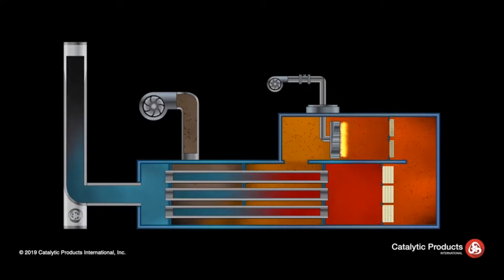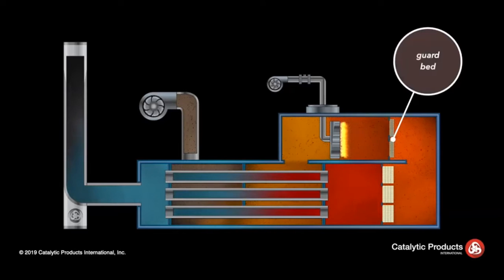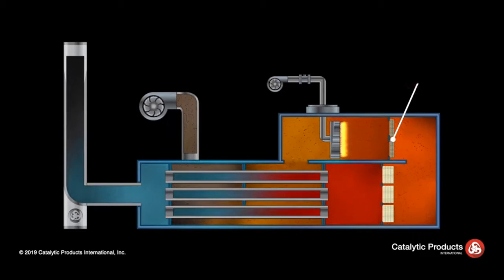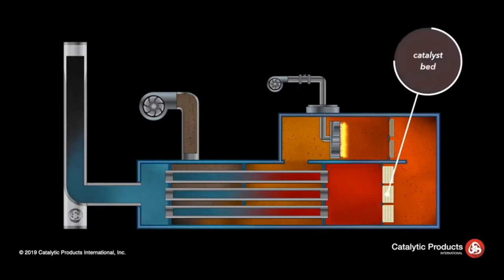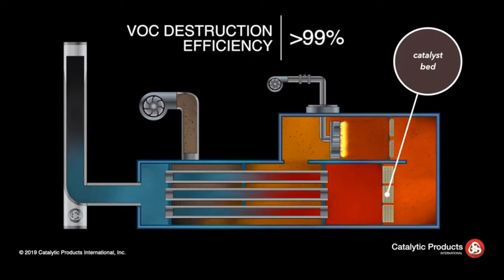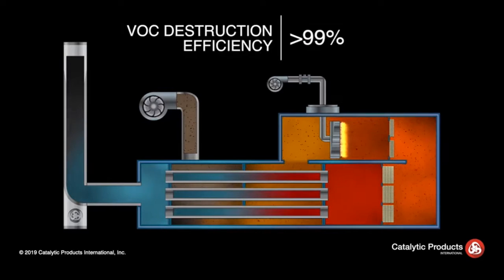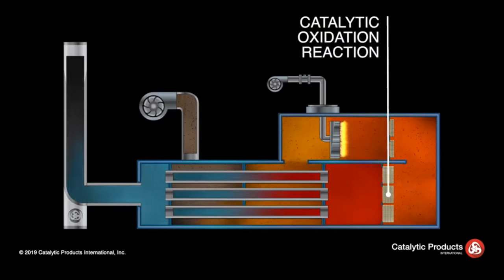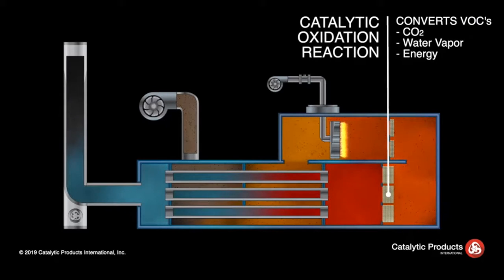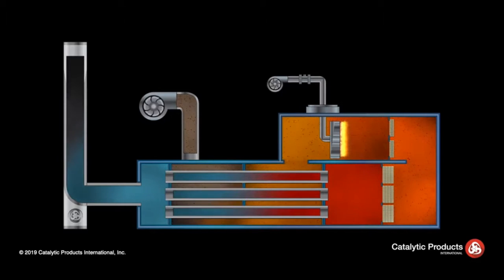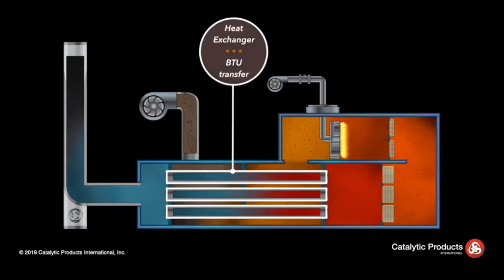Depending on the process emissions, a guard bed may be added to the radiant zone in the burner chamber, where contaminants can be trapped, protecting the catalyst bed. The heated process emissions then enter the catalyst chamber and pass through the catalyst bed, where the VOC destruction efficiency is in excess of 99%. The catalytic oxidation reaction converts the VOCs into CO2, water vapor, and energy, causing the temperature to rise across the catalyst bed. The hot, clean exhaust stream passes through the counterflow heat exchanger, where BTUs are transferred to the incoming process emission stream.